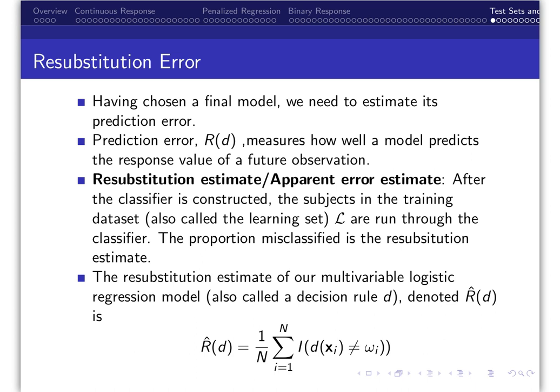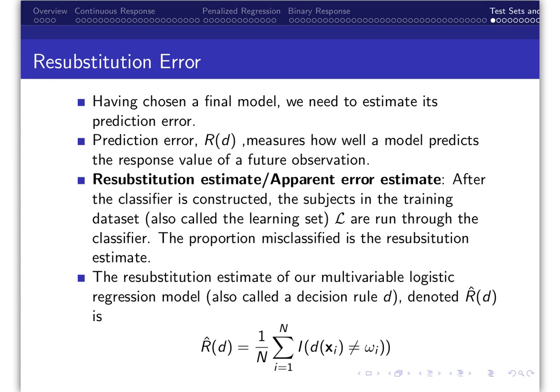For our multiple linear regression model, we evaluated model performance using predicted mean squared error. For logistic regression, we could use the AUC or we could use prediction error. The prediction error, R of D, measures how well a model predicts the response value for a future observation.